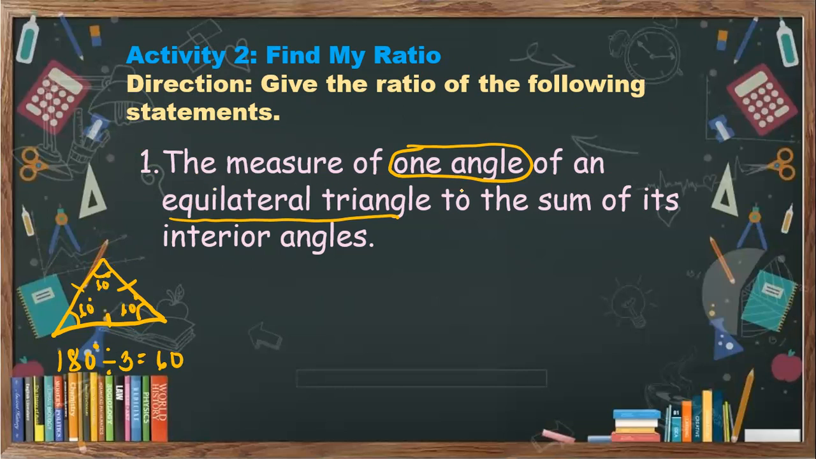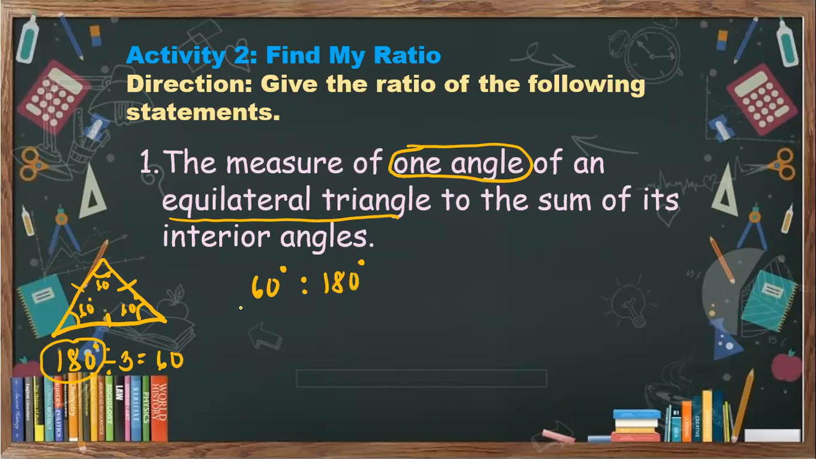Let's go back to our problem. The measure of one angle here is 60 degrees, is to the sum of its interior angles. The sum of the interior angles is 180.